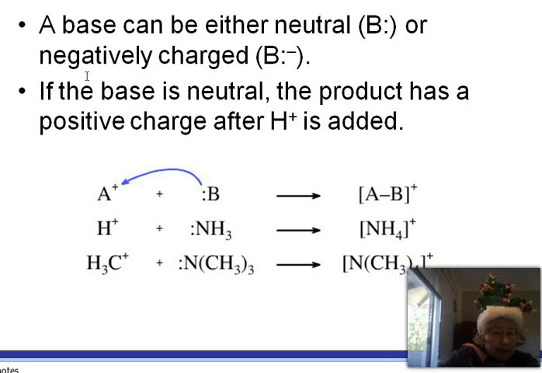A base can either be neutral or negatively charged. It can be positively charged. If the base is neutral, the product has a positive charge. So if the base has no charge, the overall product is going to have a positive charge. Even if it is positive, it's still going to keep the positive charge. That sometimes confuses people, that the base starts out with no charge at all and then it becomes positive. It's just gaining that hydrogen ion.